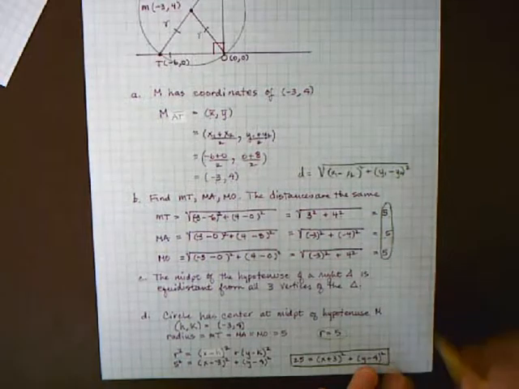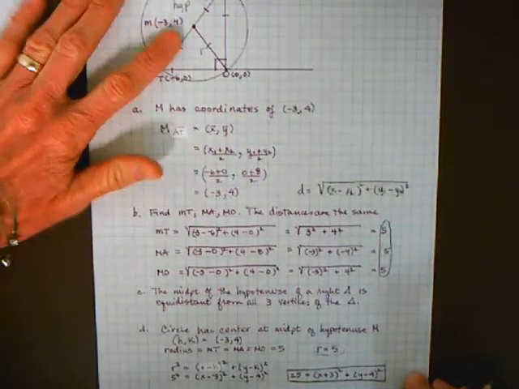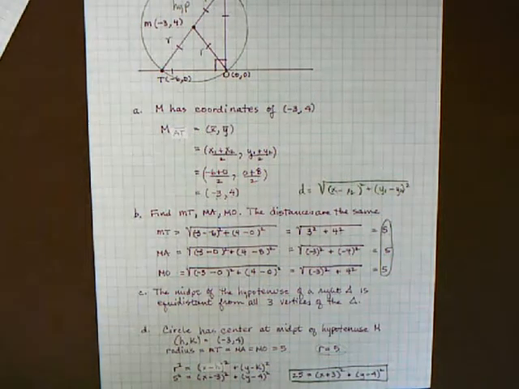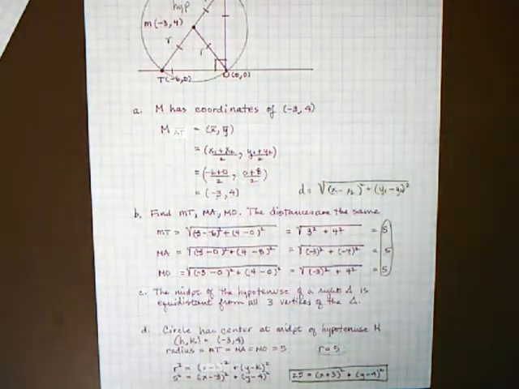So you can see that this finally is the equation of a circle centered at the midpoint of the hypotenuse of a right triangle that's circumscribed about that right triangle. All right, that's it, folks. We are done.